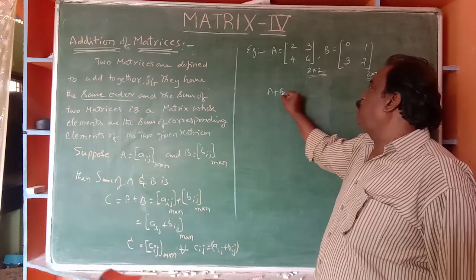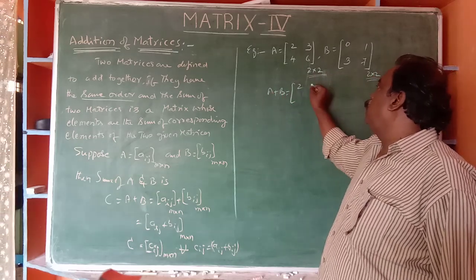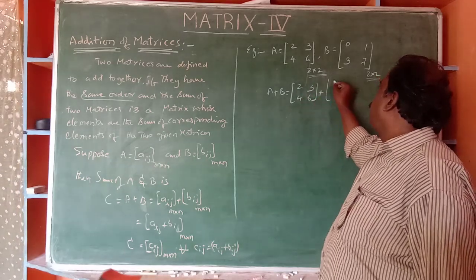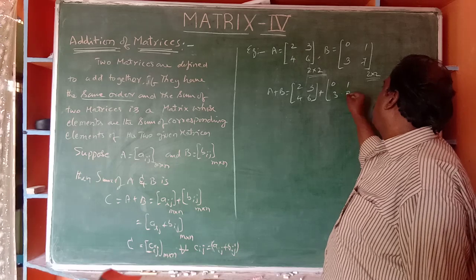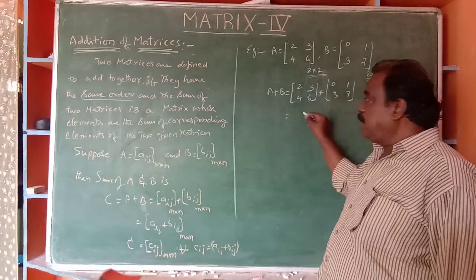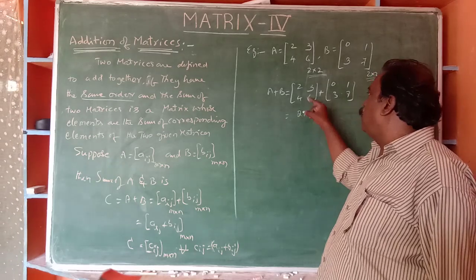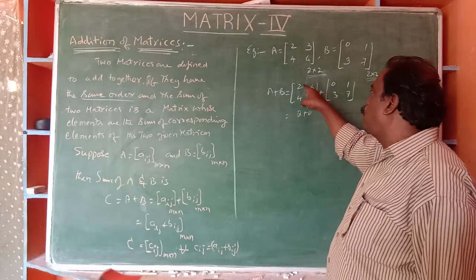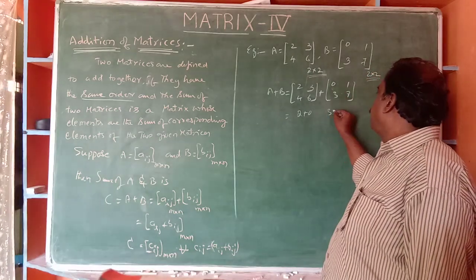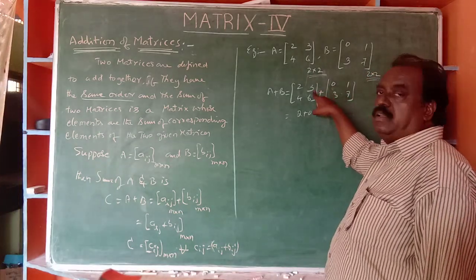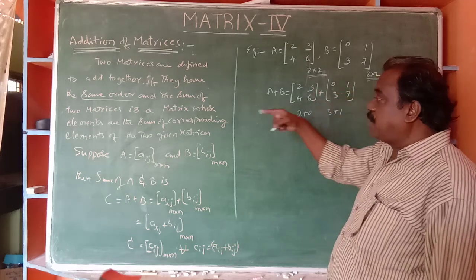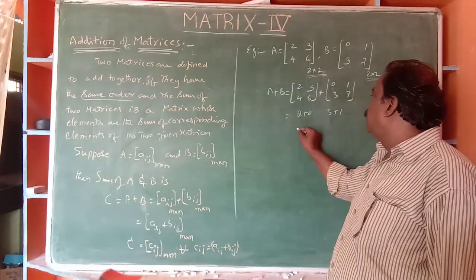So A plus B is equal to 2, 3, 4, 6 plus 0, 1, 3, 7. Okay, now the corresponding elements means 2 plus 0. Here 2 is the first row, first column element, and here also first row, first column, 0. 3 plus 1 is the first row, second column; here also first row, second column. That is the meaning of corresponding elements.